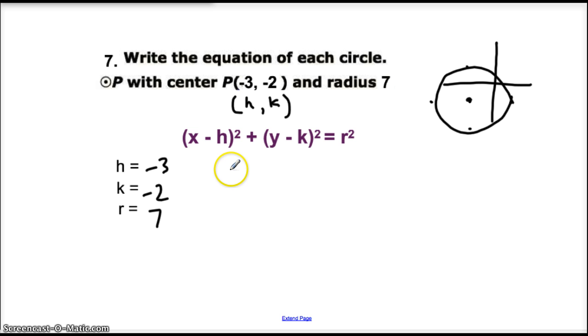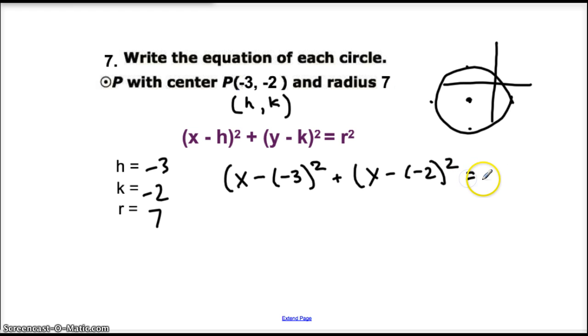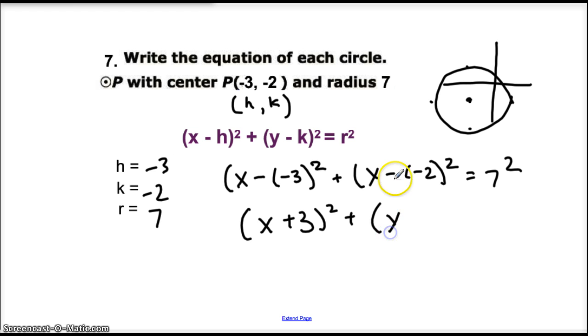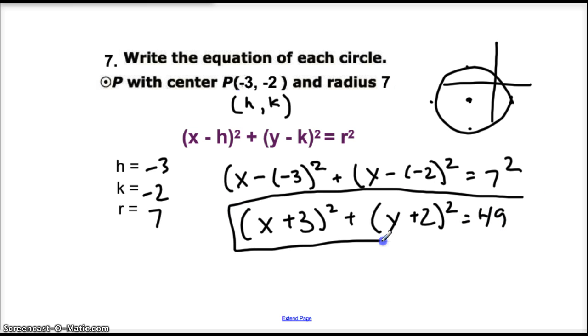What we do is we plug into our formula. So it's going to be x minus negative 3. Remember, you got to mind those negatives. Squared plus y minus negative 2 squared equals 7 squared. We plugged everything in. Now we got to simplify a bit. So these double negatives, don't forget, they become positives. So this would be x plus 3 squared plus y, double negative again, plus 2 squared equals 49. And this is your equation of a circle with a center negative 3, negative 2, and a radius of 7.